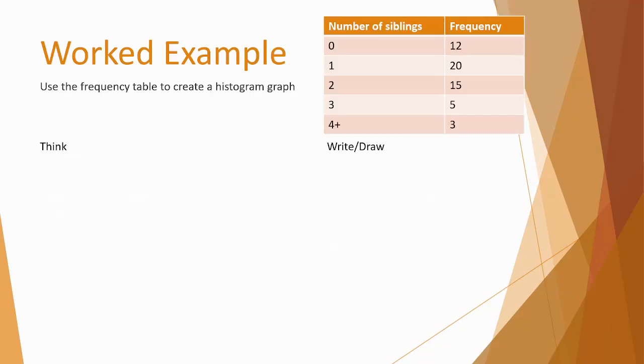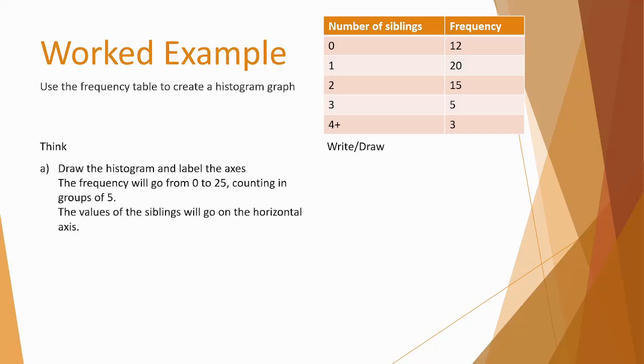We have another worked example here. This time we're creating a histogram from a frequency table. On the left hand side, I'm going to show my thinking, and on the right hand side is what I'm going to put on the paper so the teacher knows what I am doing. First off, I'm going to draw the histogram and label the axes.